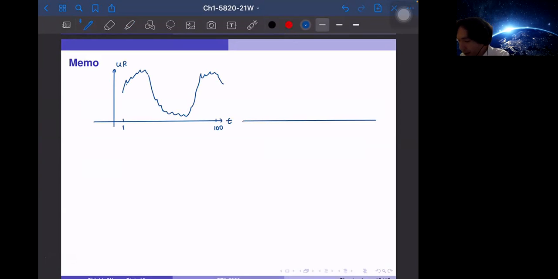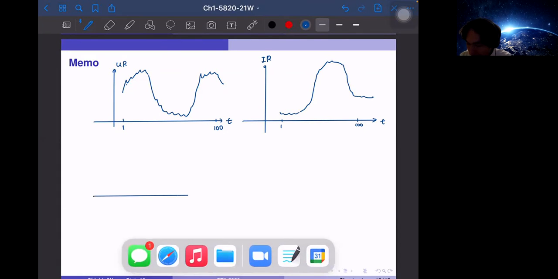And maybe another variable is inflation rate against time. Time is the same, 1 to 100. Inflation rate is higher when the economy is expanding and lower in recession. So the inflation rate probably should look like this. And how about industrial production?